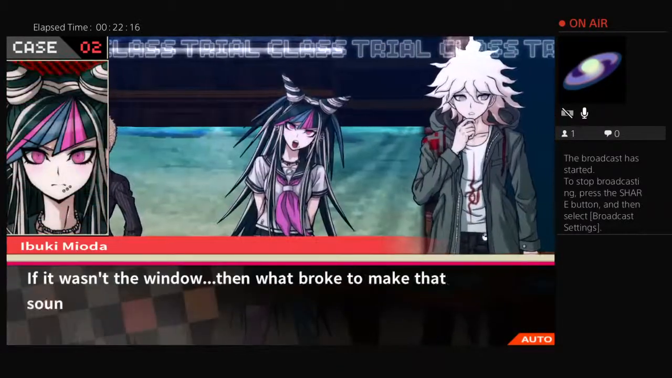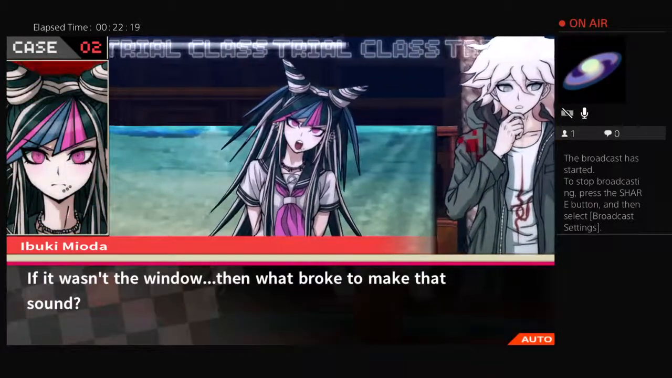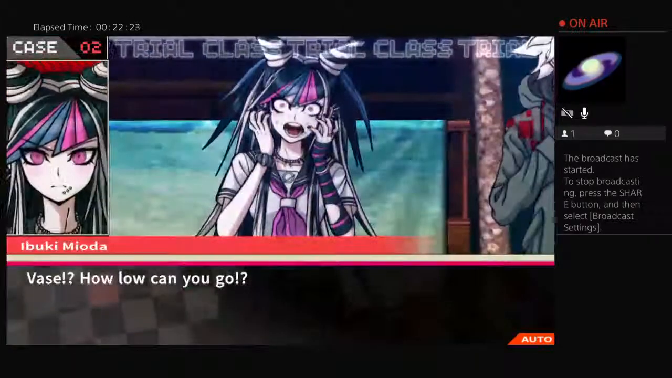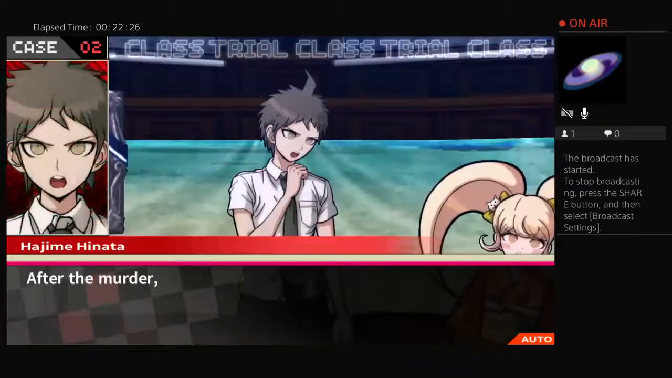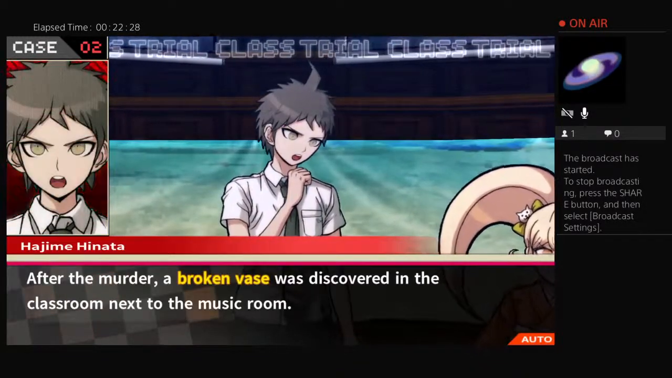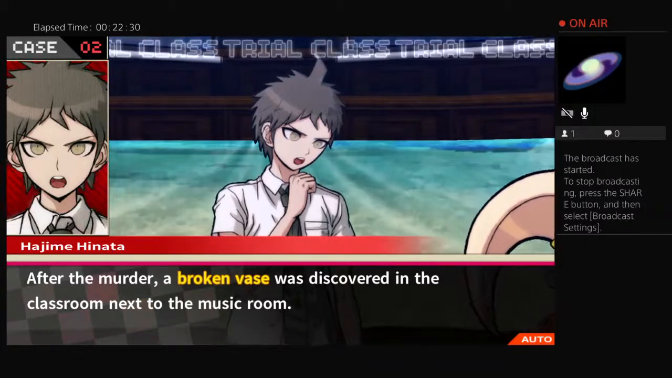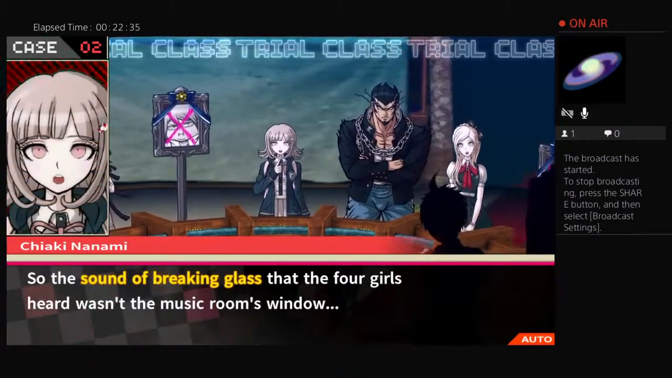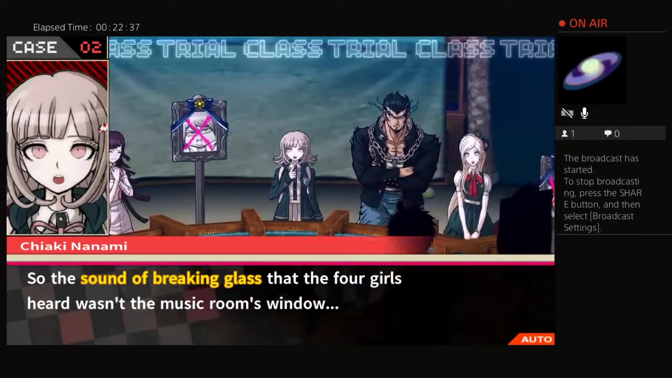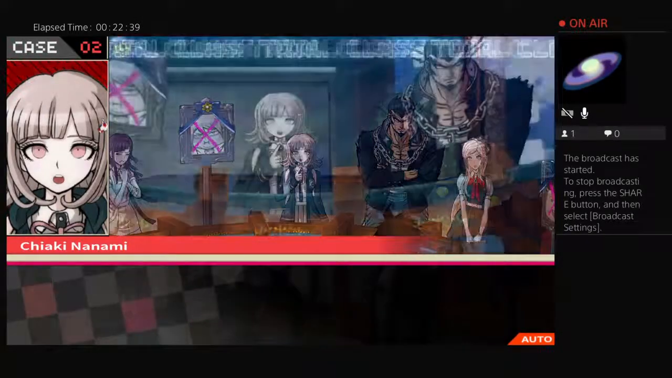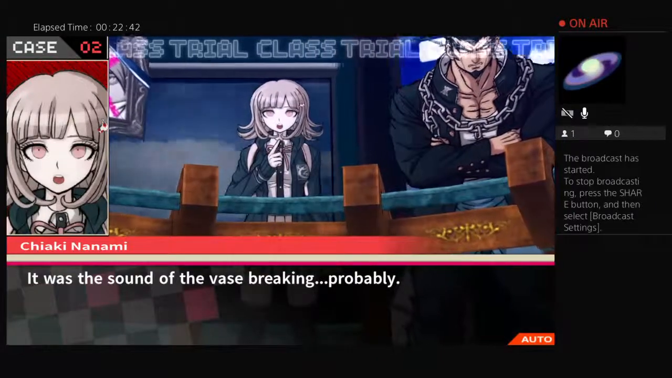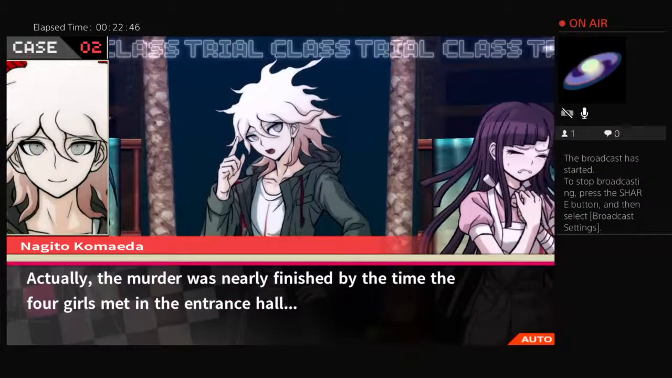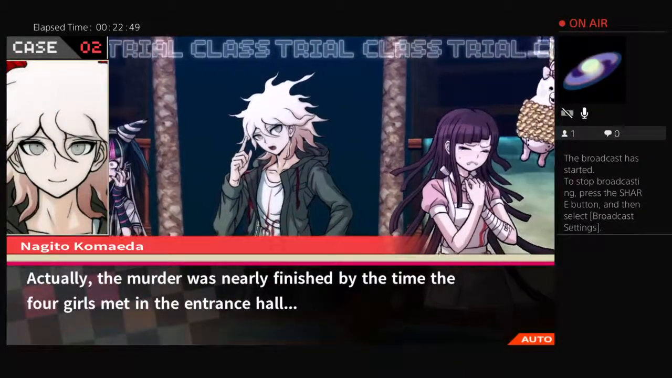If it wasn't the window, then what broke to make that sound? A vase. Vase? How low can you go? After the murder, a broken vase was discovered in the classroom next to the music room. So the sound of breaking glass that the 4 girls heard wasn't the music room's window. It was the sound of the vase breaking. Probably. Actually, the murder was nearly finished by the time the 4 girls met in the entrance hall.